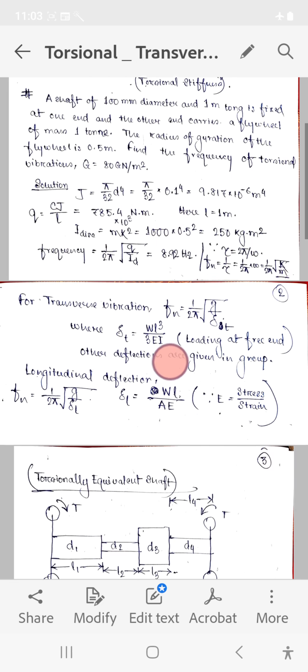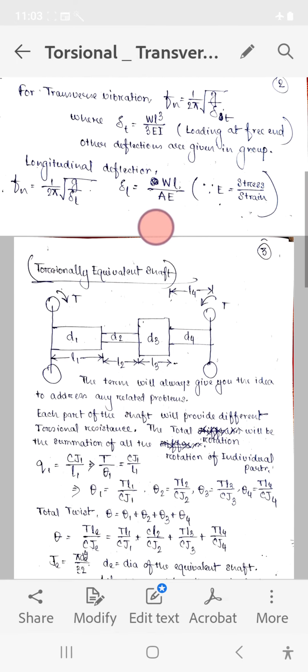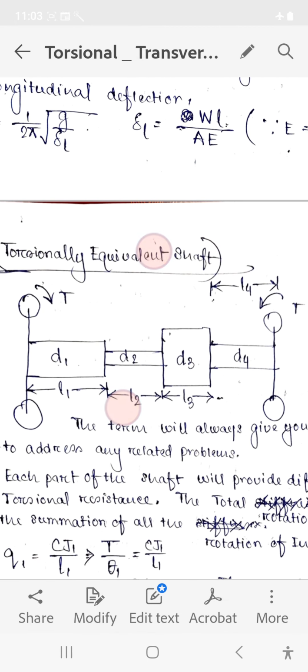Now see, we are coming to another important topic, that is the torsionally equivalent shaft. Torsionally equivalent shaft means, suppose a shaft which is subjected to torsional vibration has different diameters at different lengths. Under this scenario, what will be the torsionally equivalent shaft? I am considering the same shaft with the same properties, but it will have a uniform diameter throughout, unlike this one where the diameters are different at different lengths.